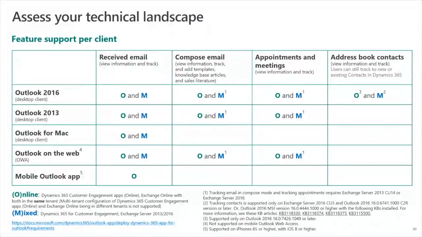In terms of tracking emails, this is supported on all configurations, but not for new emails on Mac, and not for the app on mobile, Outlook mobile. And the mobile Outlook app doesn't support tracking appointments. This is due to a limitation with the current version of the Outlook app that doesn't allow Office 365 add-ins for appointments. But it's a very frequent feature request that we receive.